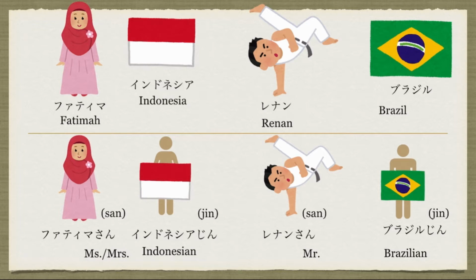She is Fatima. Her name is Fatima. She is Indonesian. His name is Renan and he is Brazilian. I don't speak Bahasa, so I am not very sure about her name, but when I call her, I normally just say Fatima. So probably one syllable or two syllables.